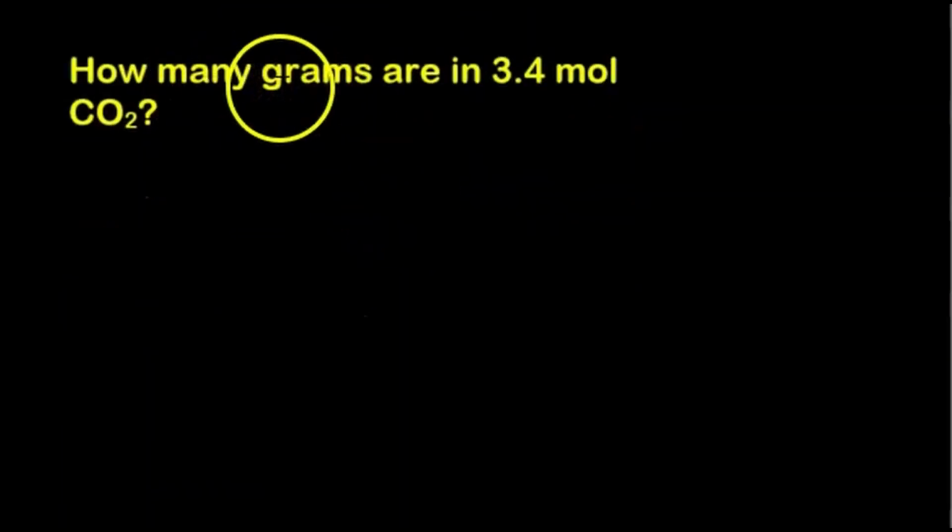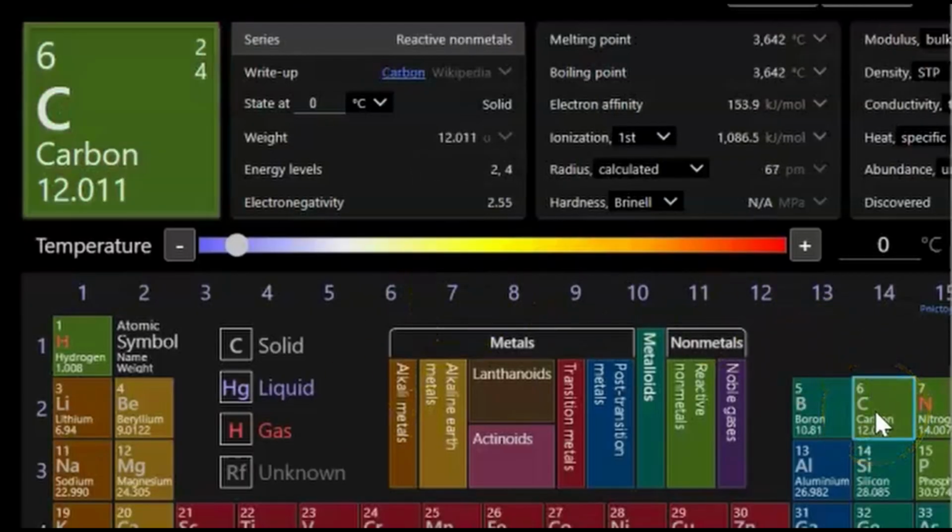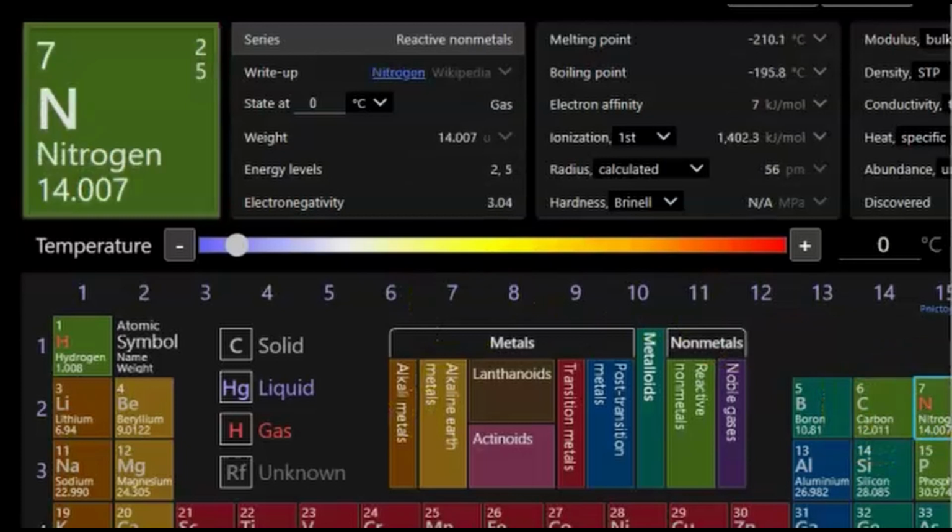Okay, so we'll do this again. How many grams are in 3.4 moles of CO2? So we need to know the equivalence. How many grams does 1 mole of CO2 weigh? So we'll go to our trusty periodic table, and we go to carbon here. Carbon is 12.011, and CO2 also has O in it. So I'm hovered over O. You can't see it, but you see that square in the top left? The molar mass, the amount that 1 mole of oxygen weighs, is 15.999 grams.